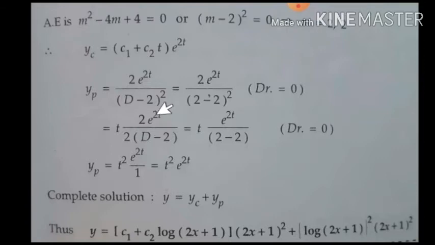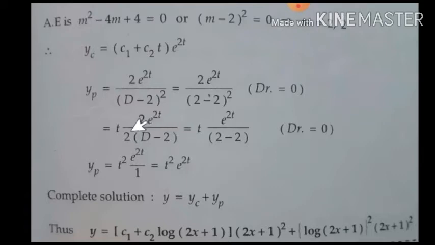Now again replace D by 2. The coefficient of t is 2, so replace D by 2. So again it becomes 0. So again continue the procedure. Again introduce one more t, so it becomes t square. 2 gets cancelled.